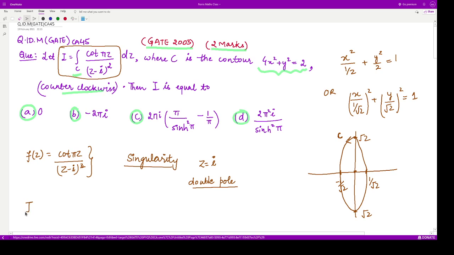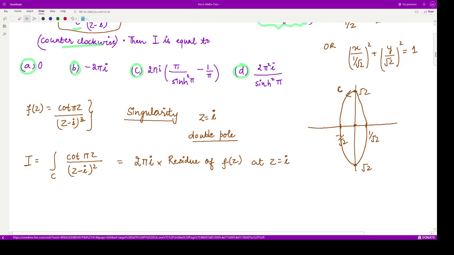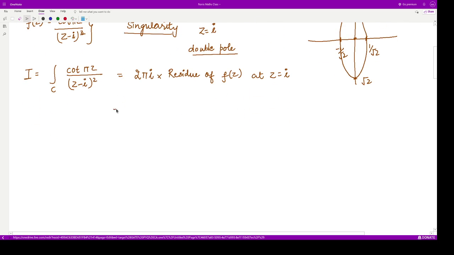So in order to calculate this integral, which is defined over this closed contour C, of cot(πz) divided by (z minus i) whole squared, we'll use the residue theorem. So that would be 2πi multiplied by the sum of all the residues. So we'll be calculating the residue of this function f(z) at the point z equal to i. So we just have to evaluate this expression.